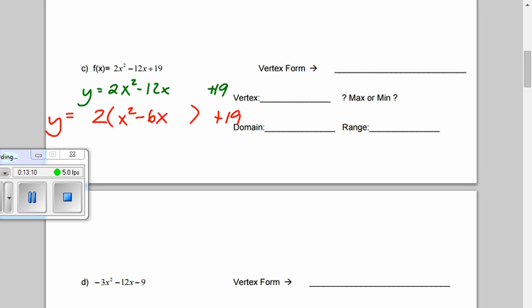Half the negative 6 is negative 3. And then you square that. What's that? 9. If I put a plus 9 here, I need something to balance it out on the dark side of the force. We'll have a negative 9 there.